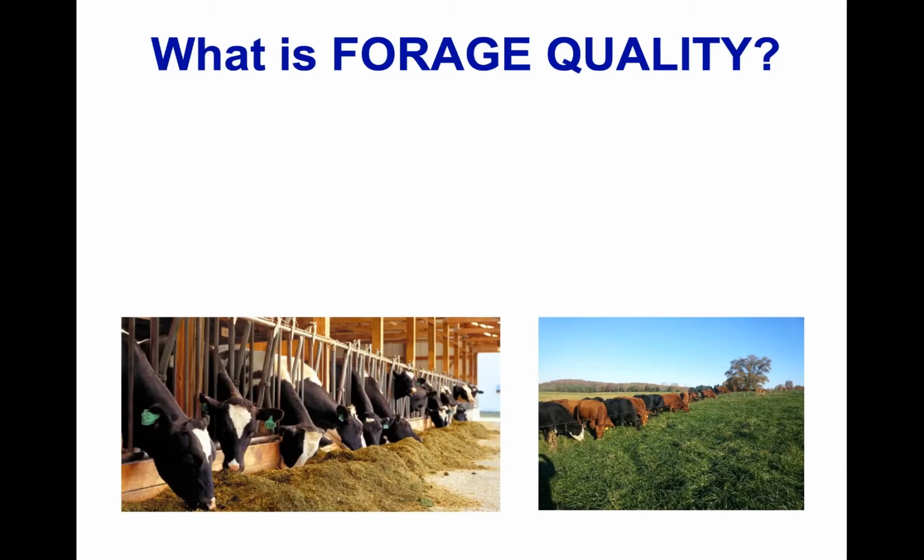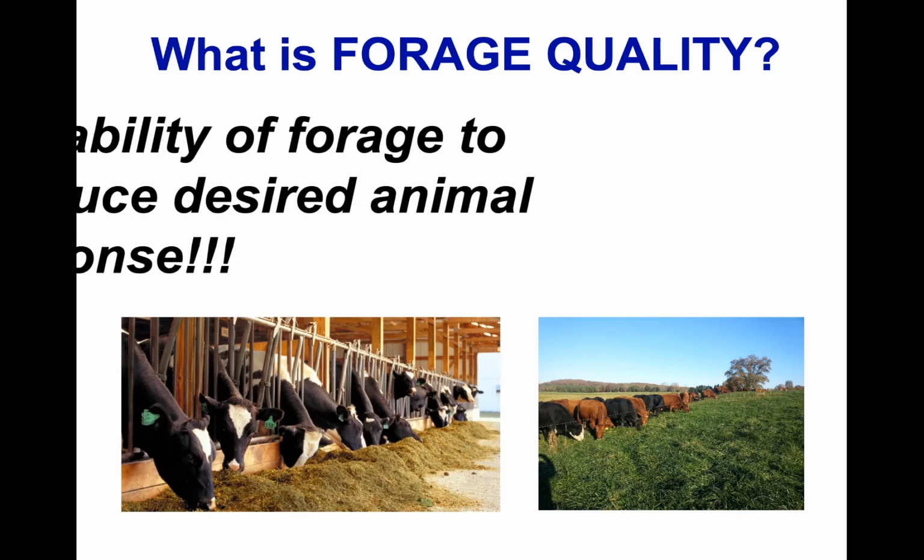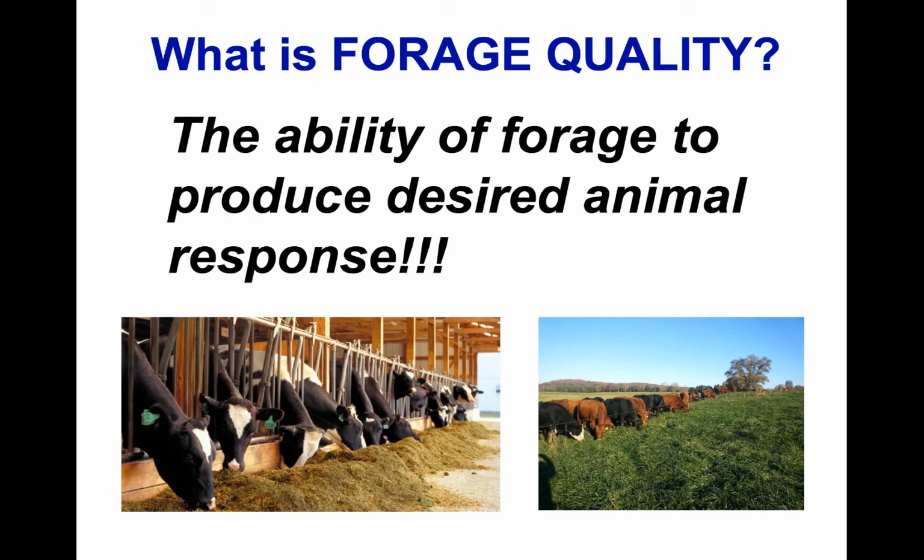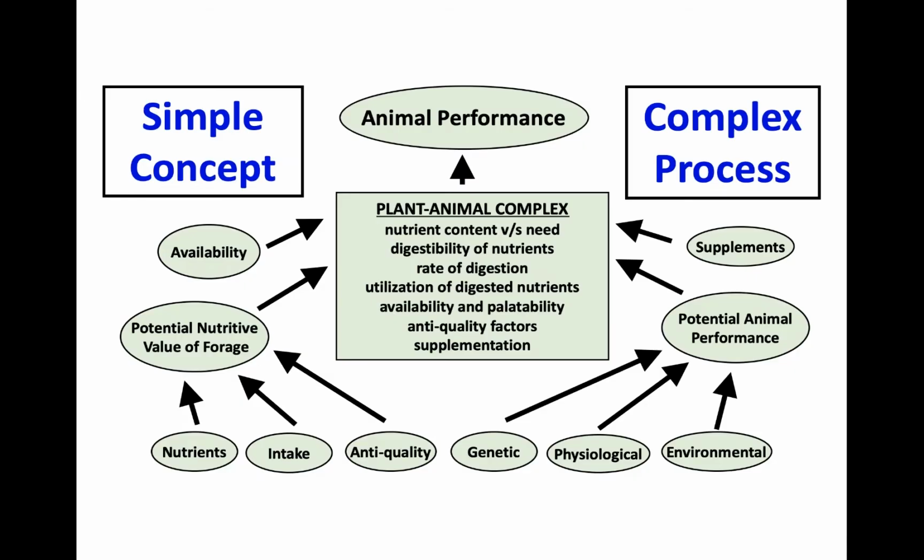I always like to start out and talk about what forage quality is, and we can talk about crude protein, total digestible nutrients, or in vitro true digestibility, but really to me what forage quality is the ability of that forage to produce a desired animal response, whether that's milk in your bulk tank or keeping condition on a brood cow. This is a really simple concept, but getting to that animal performance can be pretty complex.